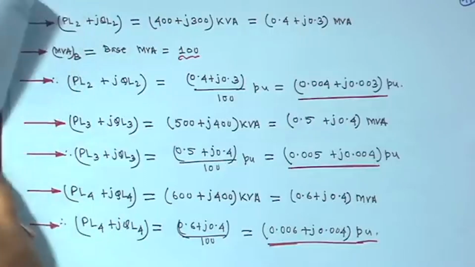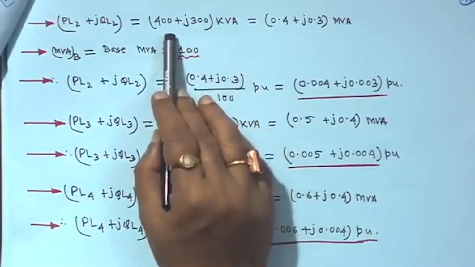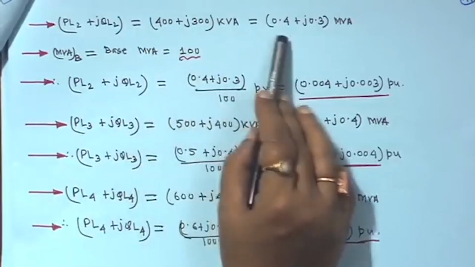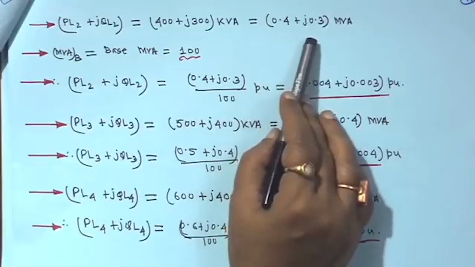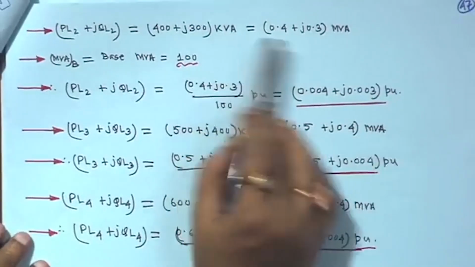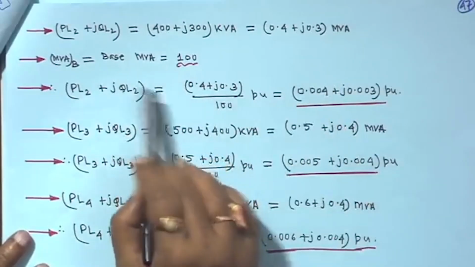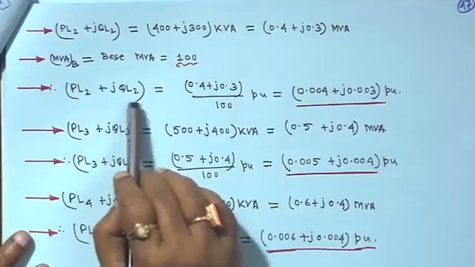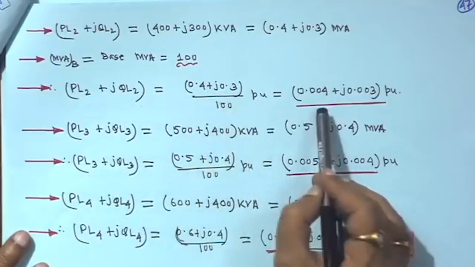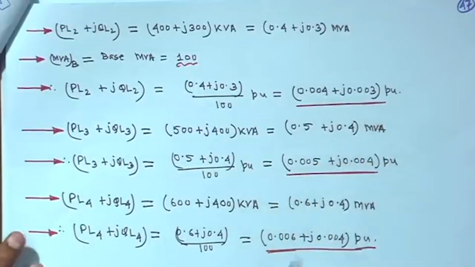Then the load is given in kVA. So, that means first you make it to MVA, then divide this data by 1000. So, it becomes 0.4 plus j 0.3 MVA, right. This way you transfer kVA to MVA, and then you divide by base MVA 100. You divide PL2 plus jQL2, 0.4 plus j 0.3 by 100. So, it will be 0.004 plus j 0.003 per unit, right.